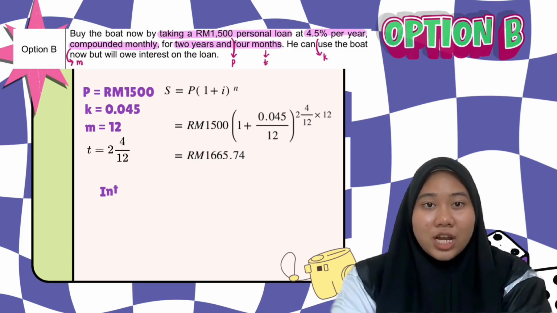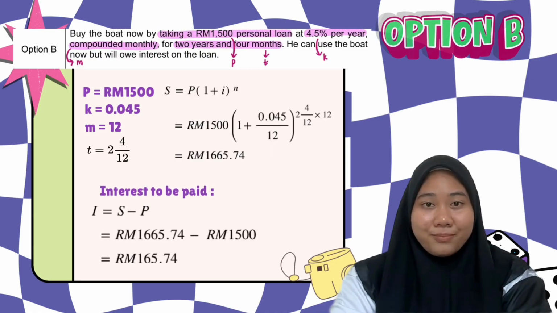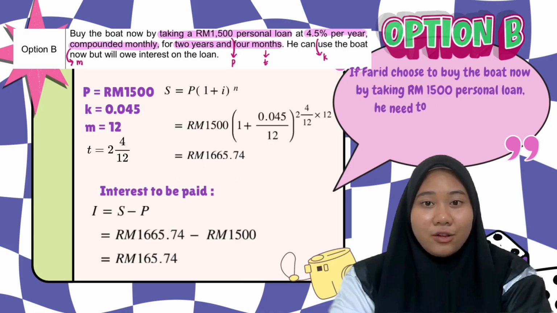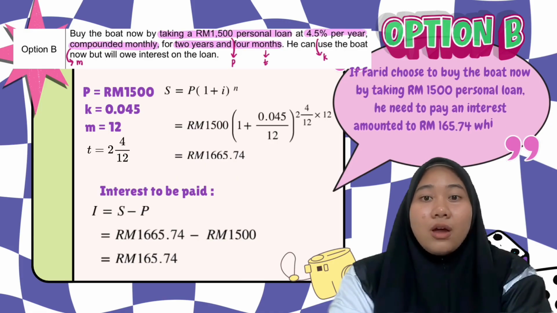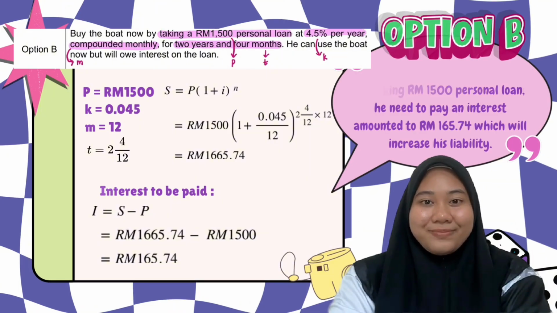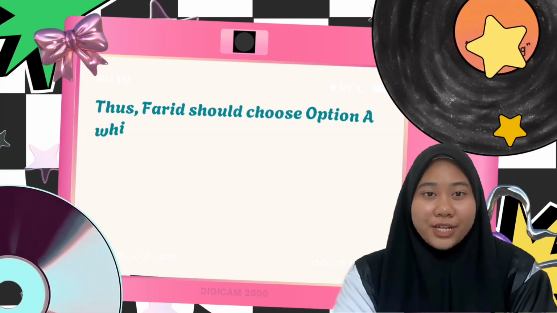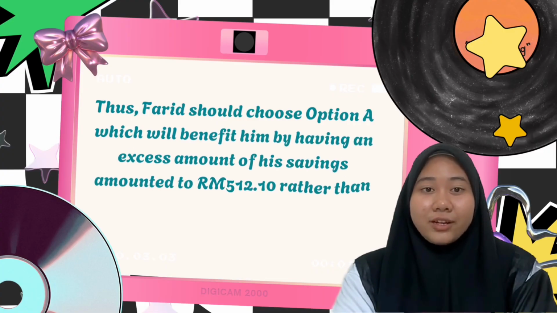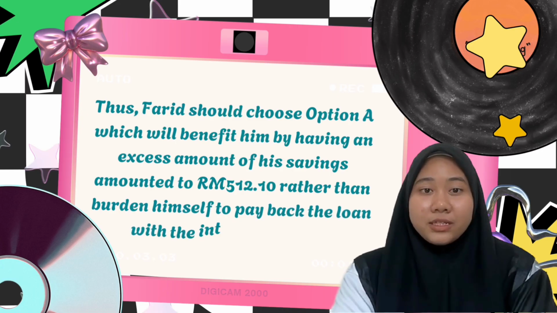Next, find the interest charge by using the formula I equal to S minus P, and the interest charge will be 165 ringgit and 74 cents. If Farid chooses to buy the boat now by taking the 1,500 ringgit personal loan, he needs to pay an interest amounting to 165 ringgit and 74 cents, which will increase his liability. Thus, Farid should choose option A, which will benefit him by having an excess amount of his savings amounting to 512 ringgit and 10 cents, rather than burden himself to pay back the loan with the interest charge.